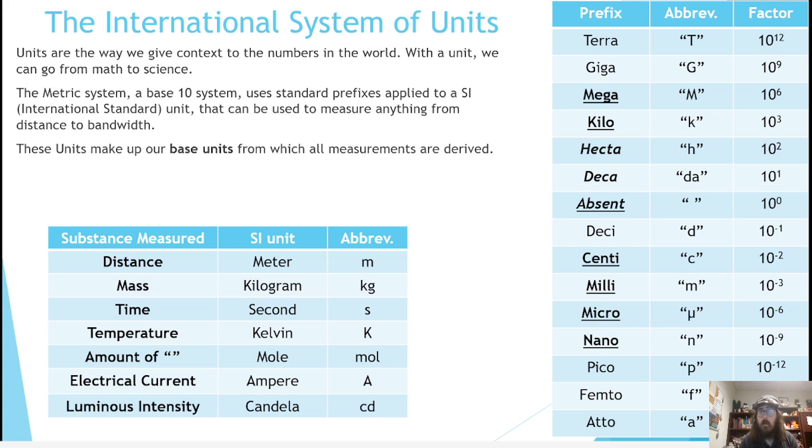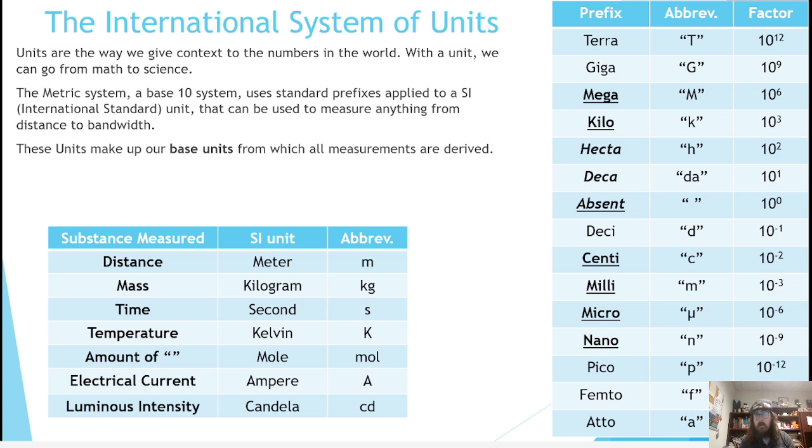There are a lot more prefixes out there that are not used, but there are just a few of these. I've underlined the ones that are of specific importance to us that we will see very, very often. The one that's often forgotten is absent. If you do not have a prefix, like just a meter, it is absent, and that's coming from the base unit. So it's 10 to the 0, and 10 to the 0 is the same as 1.